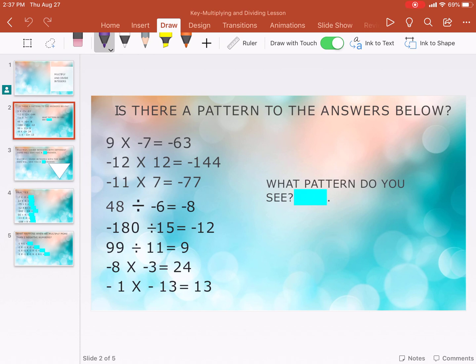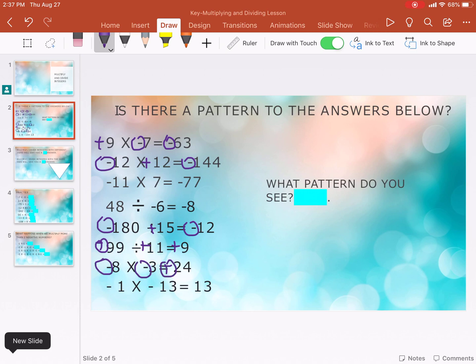Hopefully you noticed that if you have a positive and a negative, the answer is a negative. If you have a negative and a positive, the answer is a negative. A positive and a positive is a positive. A negative and a negative is a positive. So let's fill in the rule. Make sure you fill in that blank with what you saw.